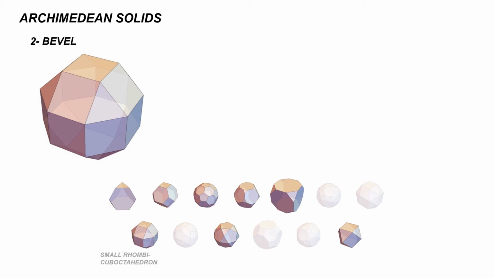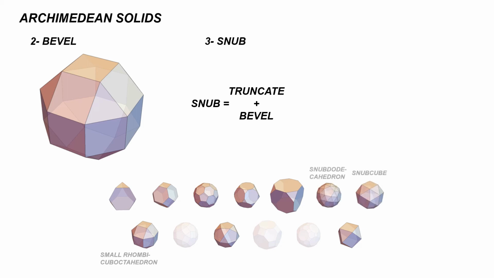cuboctahedron, an Archimedean solid with 26 faces named by Johannes Kepler. The next operation is snub, which is essentially successively applying truncation and bevel to a Platonic solid. Snubbing a cube yields a snub cube, and a dodecahedron a snub dodecahedron, as seen on the first row below.